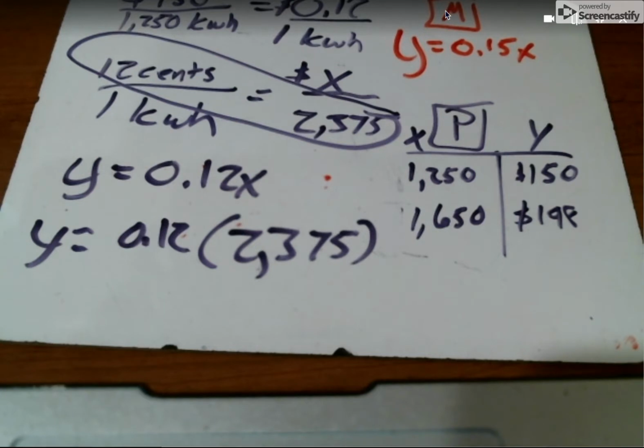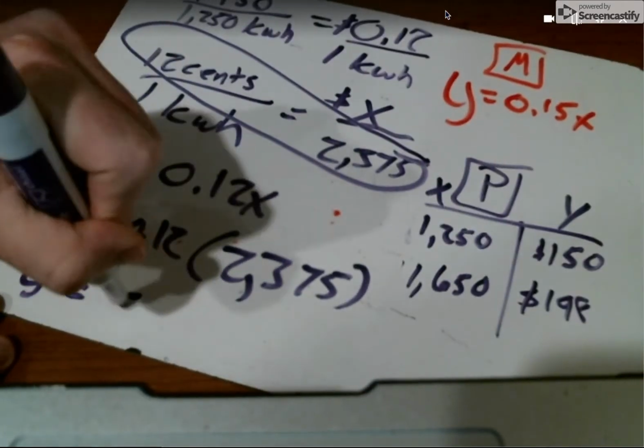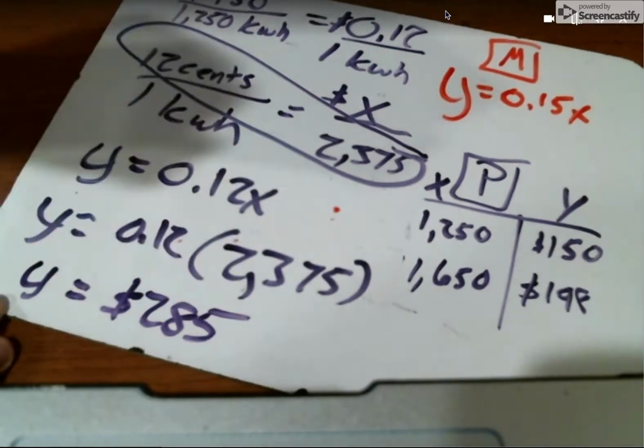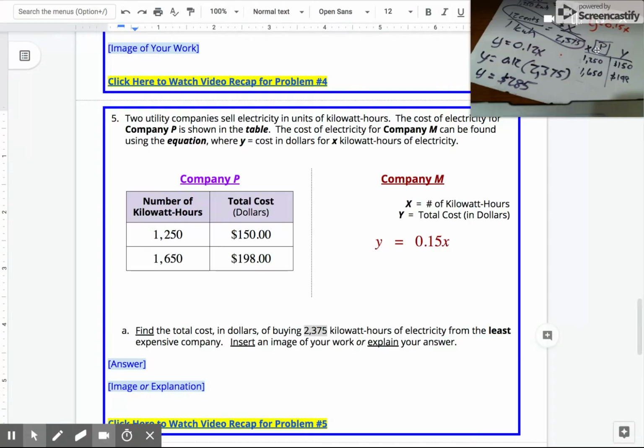So when we do 2,375 times 12 cents, we get a total of $285 if we were to use 2,375 kilowatt hours. So again, your ultimate answer here is going to be $285 for Company P's 2,375 kilowatt hours.